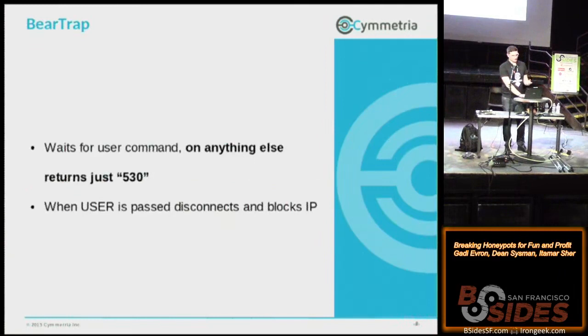So another way we found that you can detect Bear Trap is that for every query on FTP, it returns just 530. For some of the FTP functions, this will never happen by the definition of the protocol. So this is another way that, no matter how you configure it, Bear Trap can still be detected.